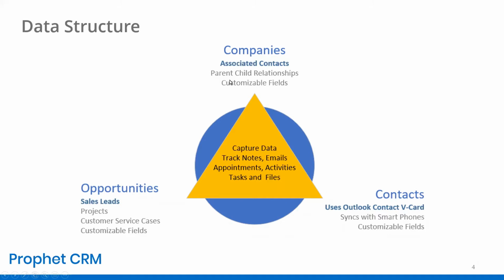So you can have a company with child relationships or subsidiaries, whatever you call them, and those subsidiaries could have other companies under them. It becomes a very good way to keep track of the association between companies. There are customizable fields in the company record. Contacts are the individual people, as we refer to them in Profit. And those are actually Outlook contact cards.